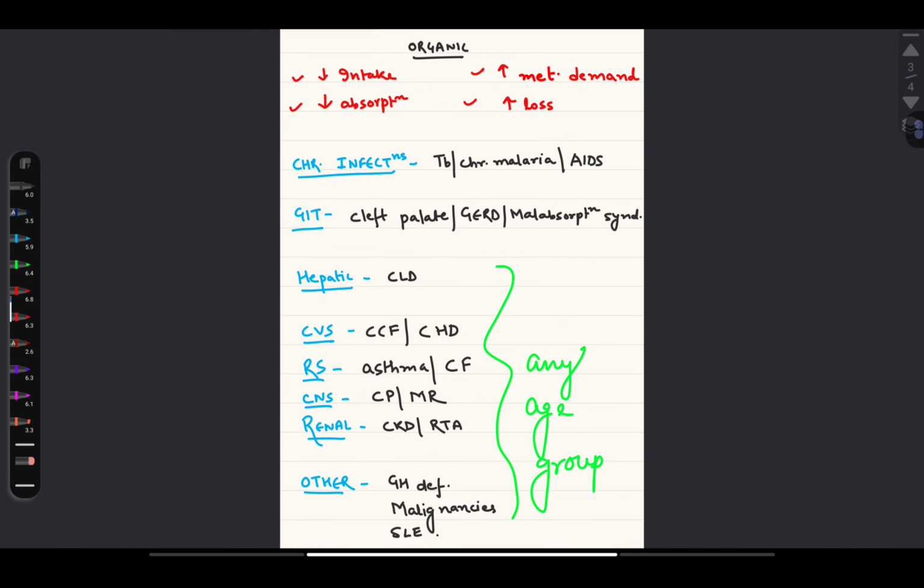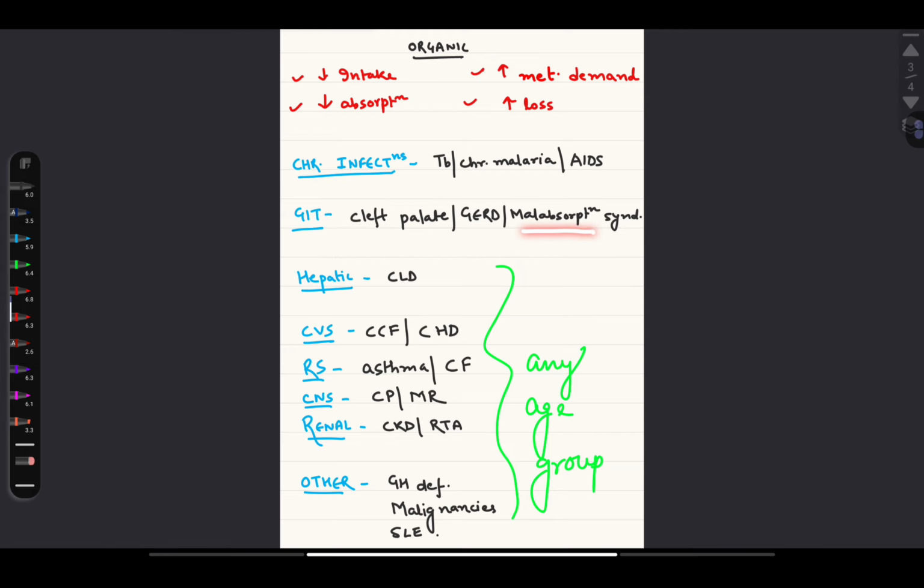Coming to the organic causes of failure to thrive, organic causes are due to affection of the organ systems primarily and result in secondary failure to thrive due to decreased intake of nutrients, decreased absorption of nutrients, increased loss of nutrients, and increase in the metabolic demand. Conditions like chronic infections like TB, chronic malaria, AIDS all increase the metabolic demand of the body, resulting in failure to thrive. GI conditions like cleft palate and GERD affect the intake of nutrients due to the mechanical barrier as well as due to the reflux problem respectively, causing failure to thrive.